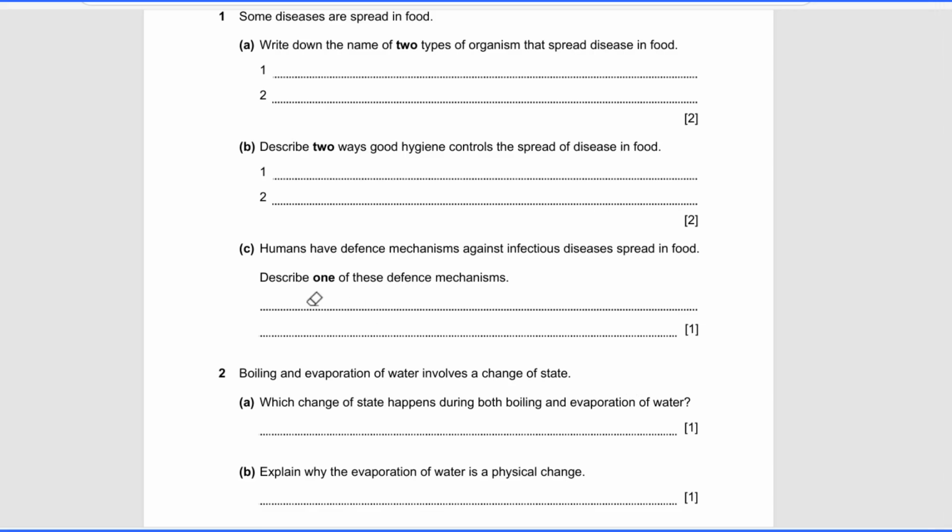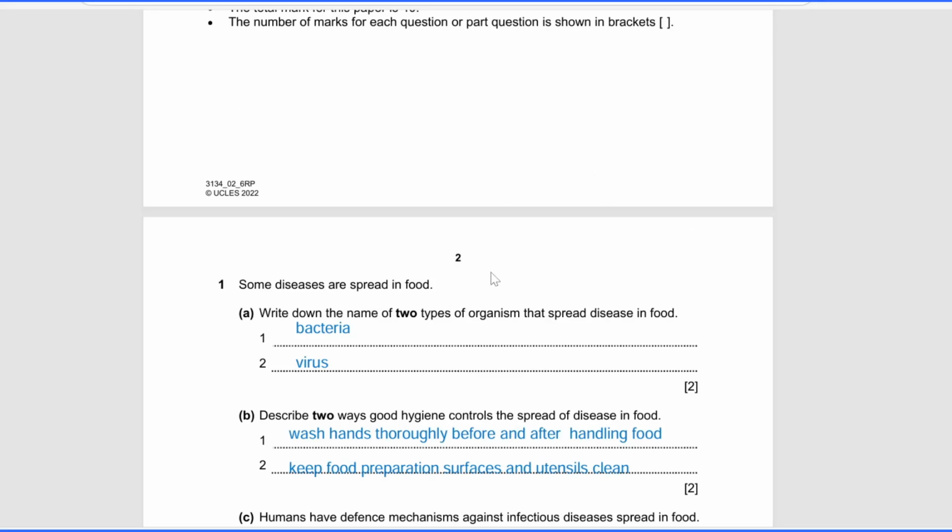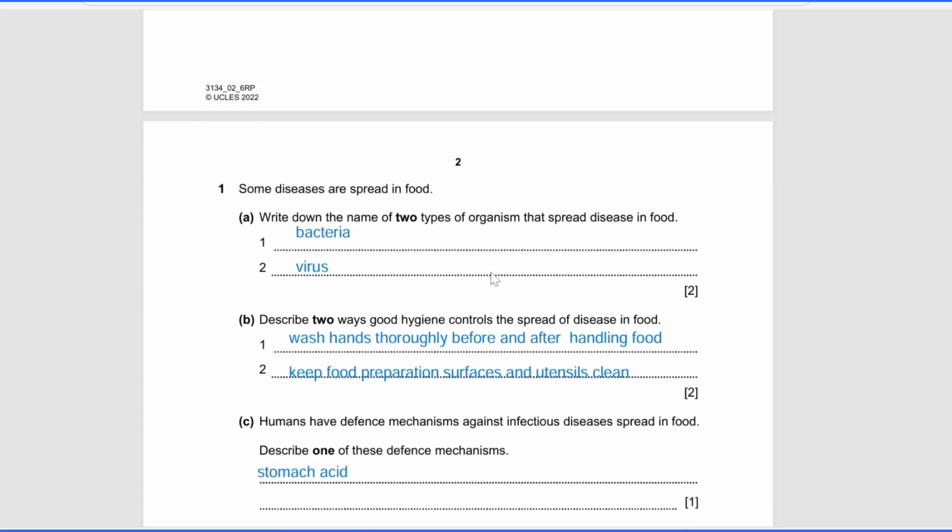Right, so humans have defense mechanisms against infectious diseases spread in food. Describe one of these defense mechanisms. Only 1 point. Right, let's check out the answer, guys. So the appropriate answer is stomach acid. That's one of these defense mechanisms.